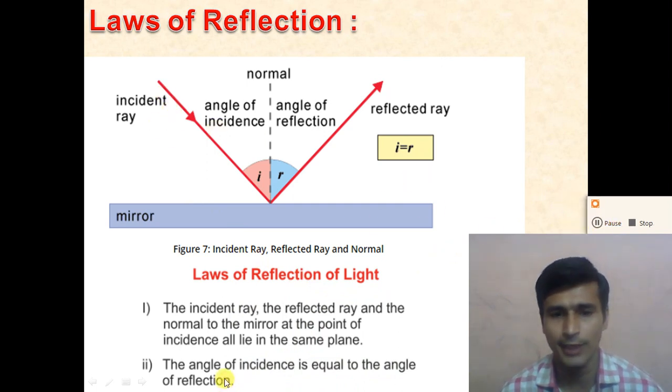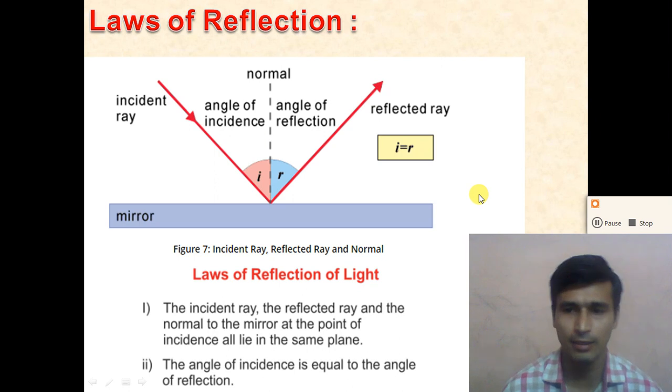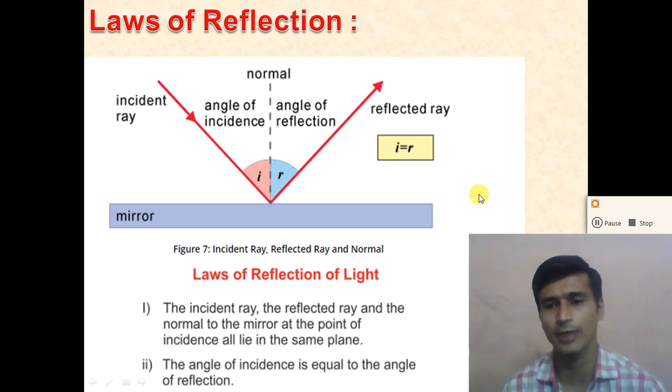According to the second law of reflection, the angle of incidence i and the angle of reflection r are the same. So at whatever angle the light ray is incident, the light will be reflected at the same angle. A short question can be asked in your examination: when light is incident at an angle of 30 degrees, what is the angle of reflection? So dear students, the angle of incidence and the angle of reflection are the same.